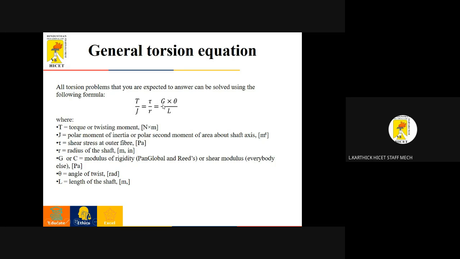So T, J and tau all have expressions. G is a constant, right? The modulus of rigidity has some constant value, and then there is the radius of the shaft. The problem itself gives the radius of the shaft and the angle of twist, or we need to calculate the angle of twist, and the length of the shaft is also given. Without these, how can we calculate the torsion of the shaft? So try to understand the expression. You may not be able to solve an expression literally; we need to work for it. Then we will get the expression for this torsion equation.